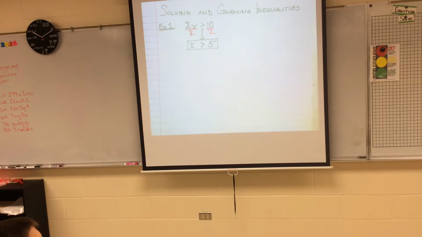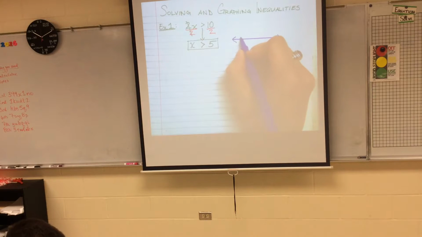And then I want us to graph, just sketch a graph of our answer. So if you would, you can use the lines in your notebook to draw a nice straight line. I'm going to put a couple of tick marks on it.